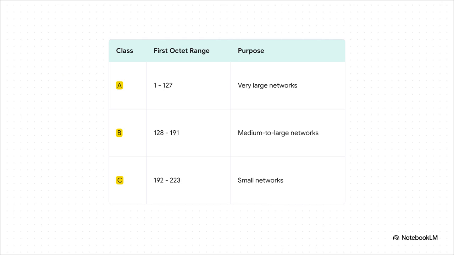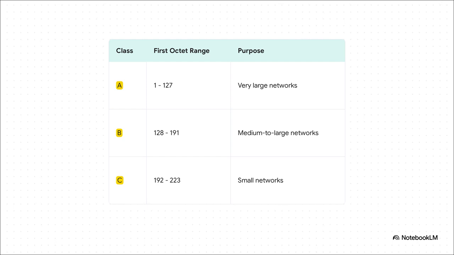Now, the 3 main classes you really need to know about are A, B, and C. These are called Unicast addresses, which just means they're meant for one specific device. And here's the really brilliant part. You can tell which class an address belongs to just by looking at that very first number.